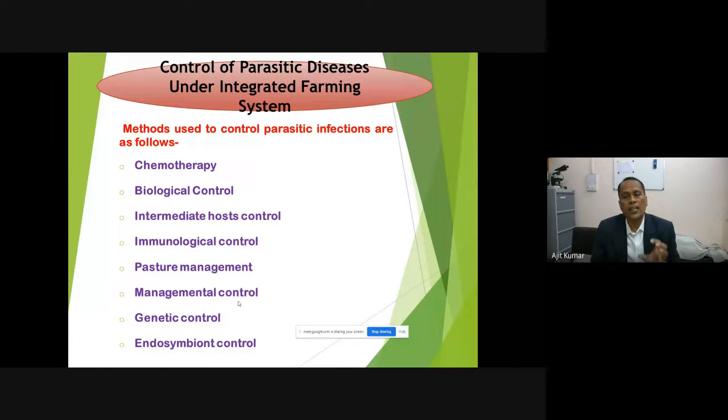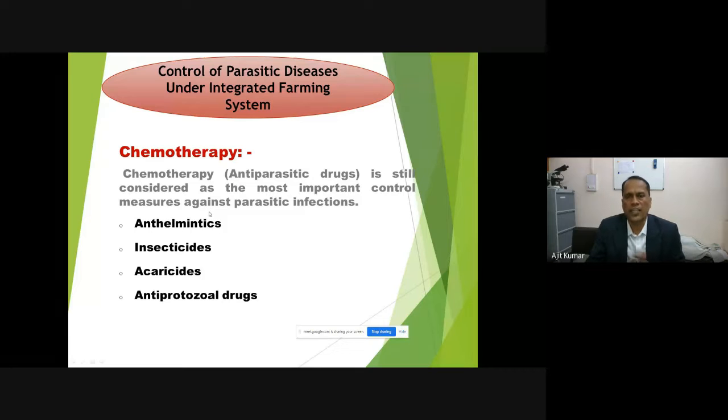Wolbachia is a gram-negative bacteria found in various parasites, which helps in nutrition and reproduction of the various filarial nematodes, parasites, or various insects which act as a vector for the various parasites. So by controlling the Wolbachia, we can control the parasite population inside the livestock. Then one by one we discuss the different methods to control parasitic infection.